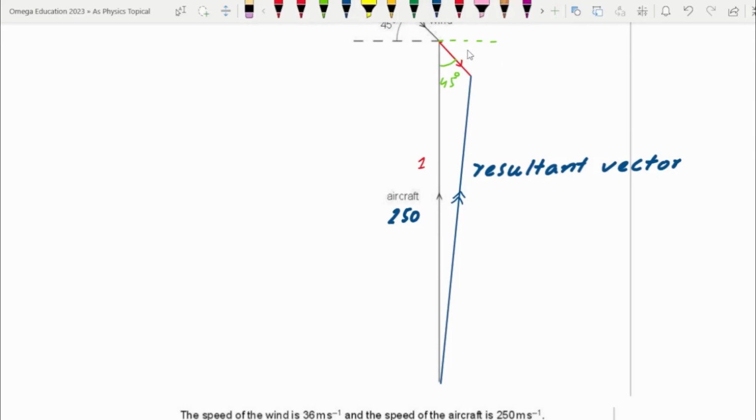So I'm going to remove this one from here. This is 36 meters per second. And you need to find the last one. You can call it A, or you can call it X. And then you can use the law of cosines. Whenever you're given two sides and one angle, you can use the law of cosines.